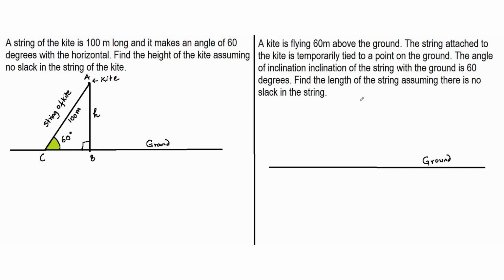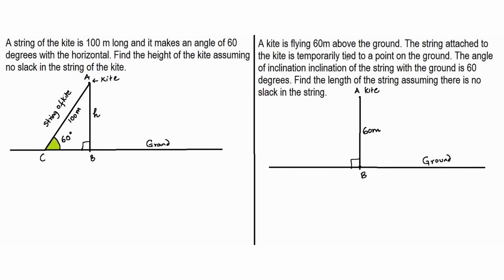And there is a kite which is flying 60 meters above the ground. So this is the height of the kite from the ground. This is the perpendicular height. So this height is 60 meters above the ground. This is where the kite is located. Let that be point A, and let B be the foot of the perpendicular from the kite to the ground.